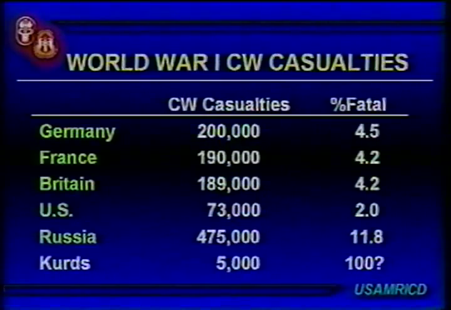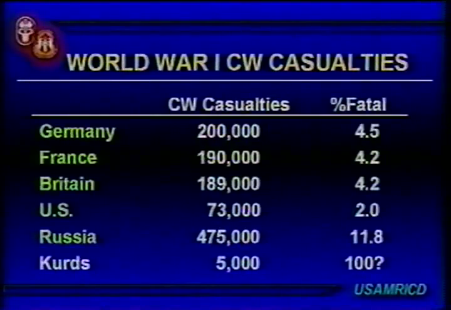But I show you this slide for a very specific reason. You've already been told that in World War I, less than 5% of the casualties were fatal, okay? And this is the breakdown. Now, if you look at the top three, they were under 5%. You look at the U.S., and we were at 2%. You look at Russia, they were almost 12%. We came into the war late.